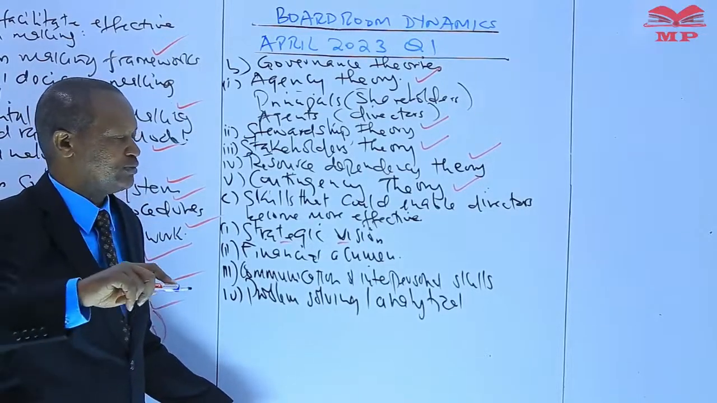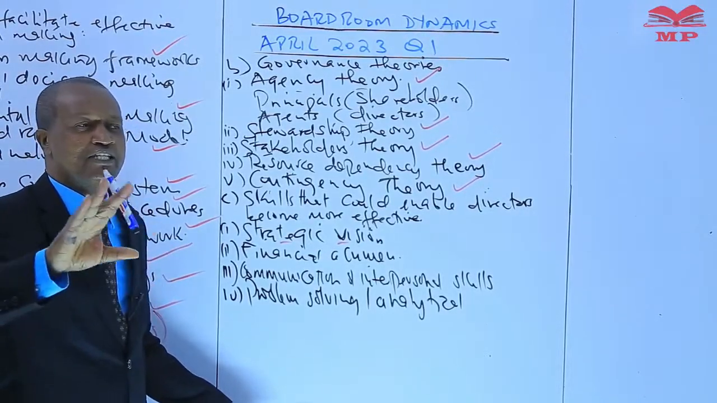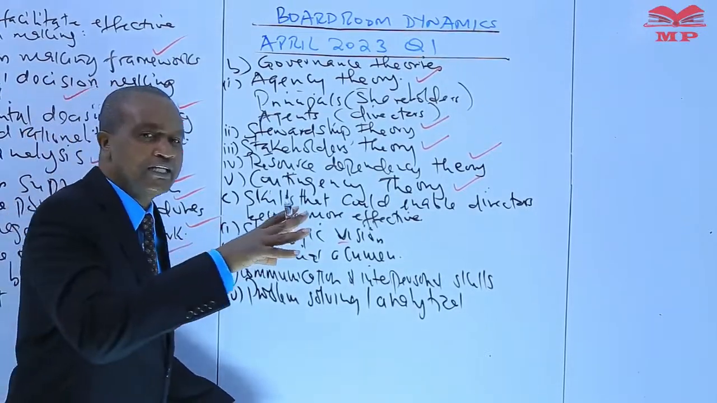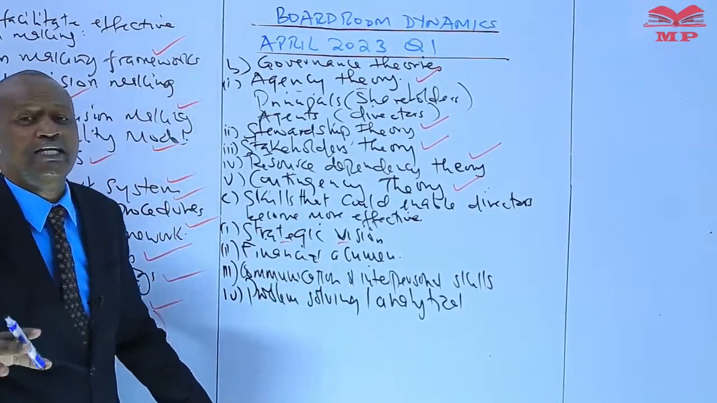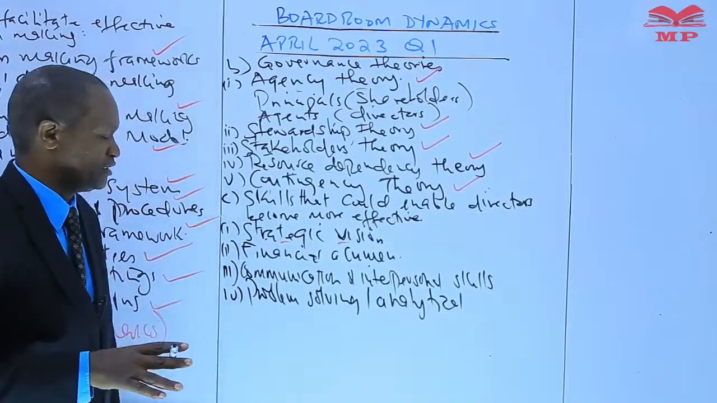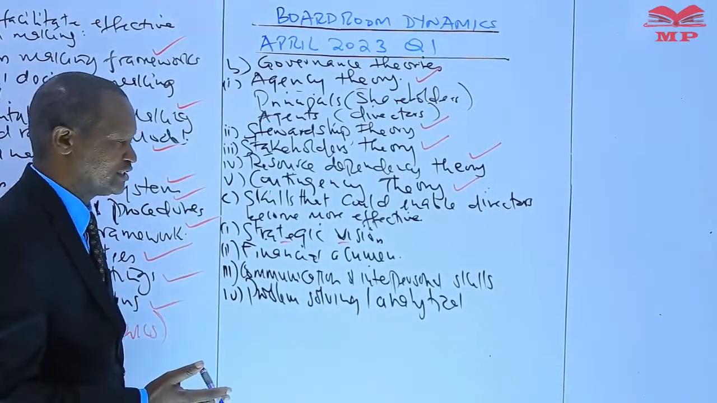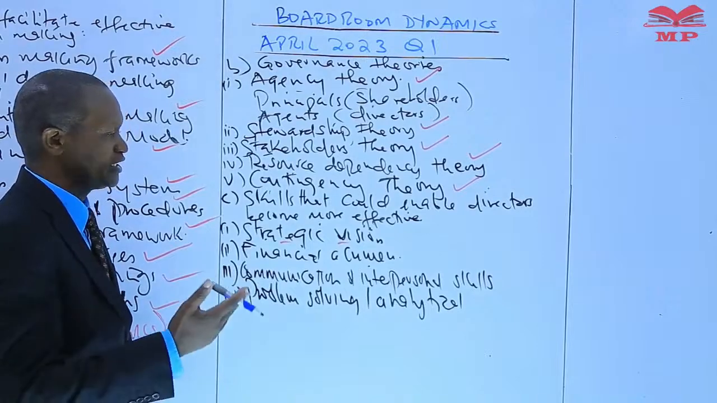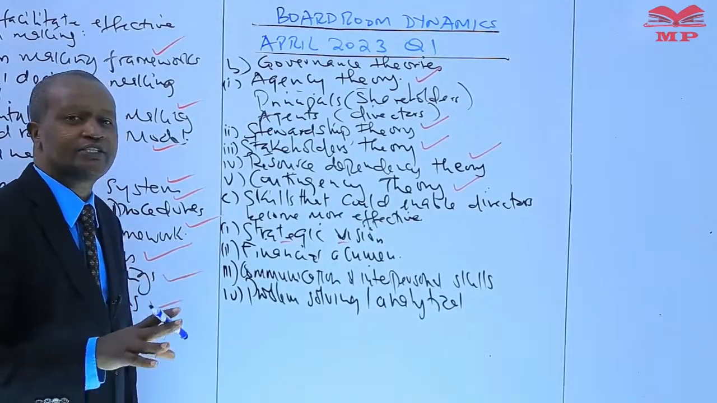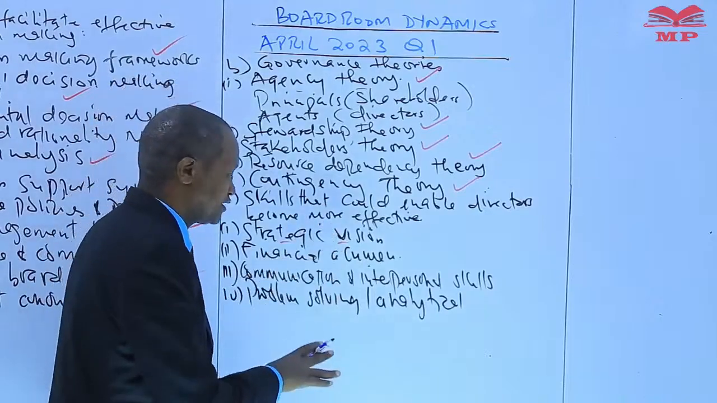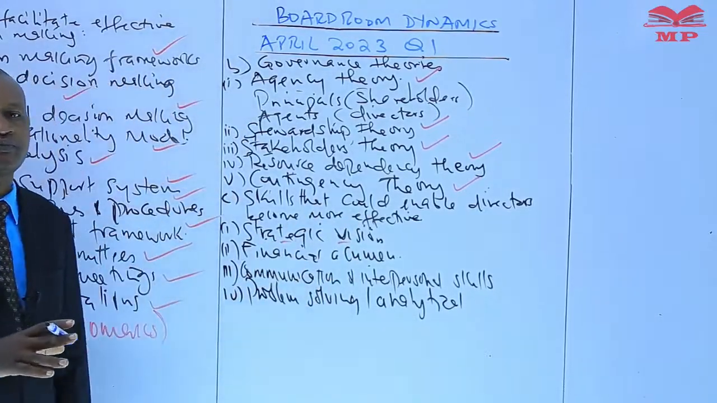The directors should have skills in identifying challenges. The directors must have skills in proposing effective solutions to the challenges that they have identified. So it's not enough to just identify challenges. It's also important the directors have skills to propose effective solutions to the challenges that are faced by the organization.